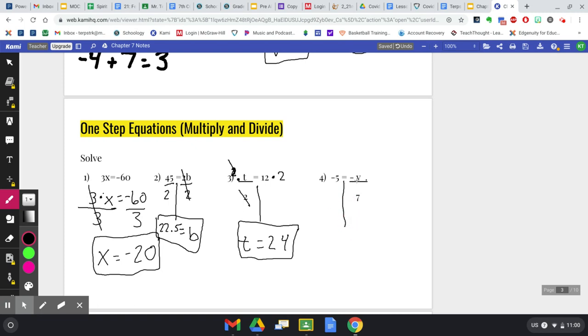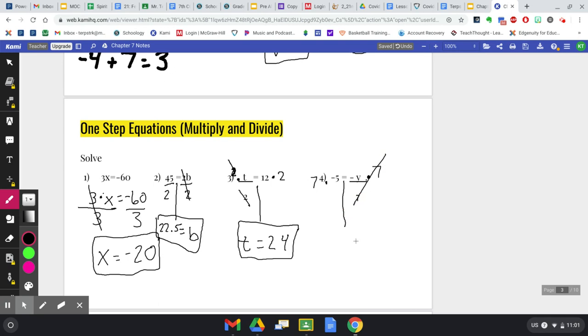Here, this is negative y divided by 7. Okay, negative y divided by 7. So really, this probably should be in a 2-step because you're going to see it's going to take me 2 steps to solve this. And I could do it in 1. That's why it's in the 1 section. I'll talk about both. But a lot of you say, okay, this is divide by 7, so I'm going to times both sides by 7.